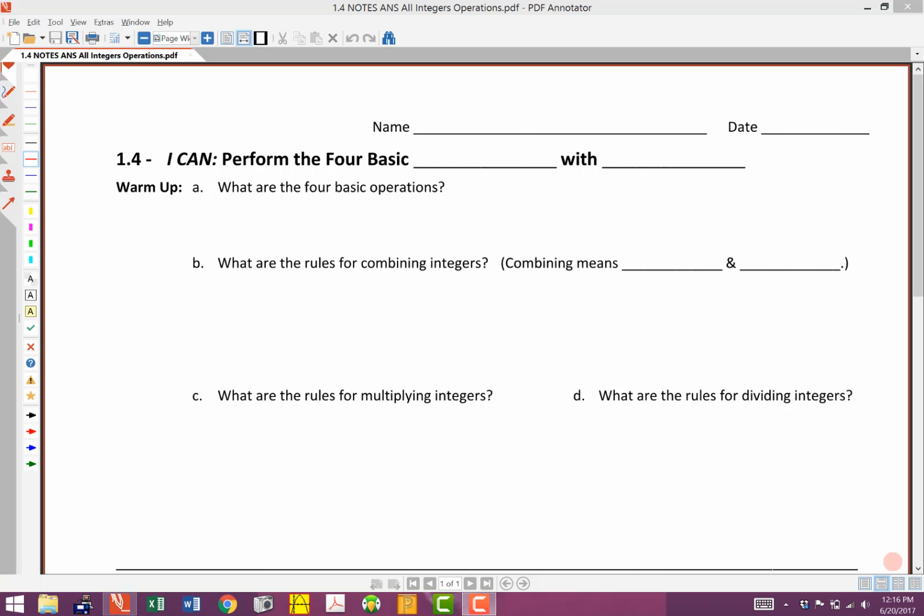So in section 1.4, here's the I can statement. I can perform the four basic operations. So write the word operations right there. We'll talk about what those are in just a second, or remind you what those are. So perform the four basic operations with integers. We're still talking about integers.